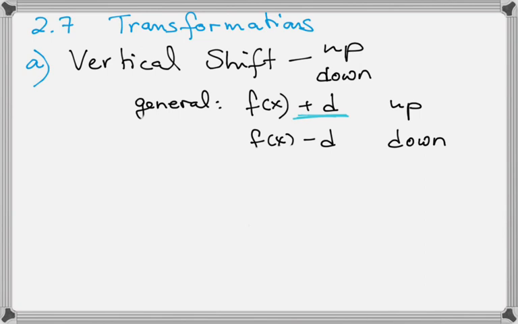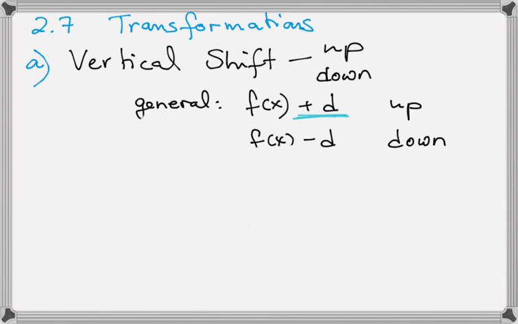Okay. So, transformations, vertical and horizontal shifts. We're going to look at the vertical shift first. A vertical shift means your graph is going up or down. So if you add some kind of number d to the outside of your function, you're going up. If you subtract, you're going down.